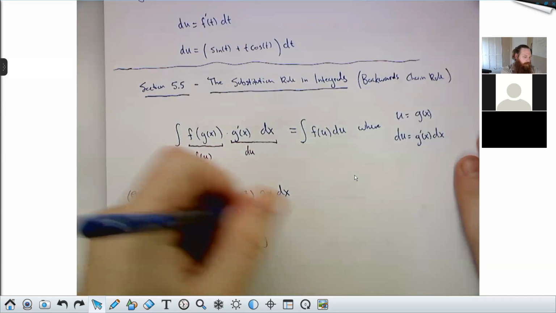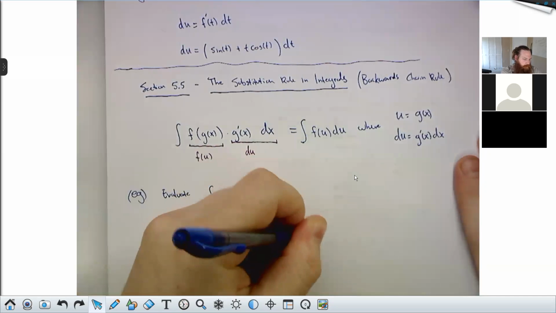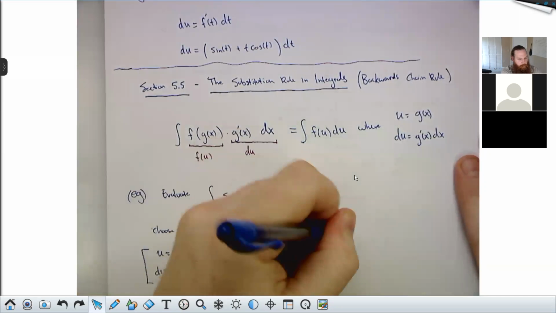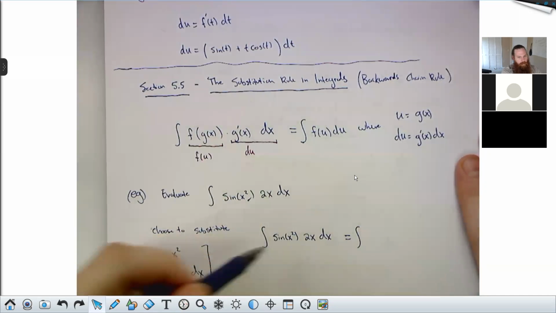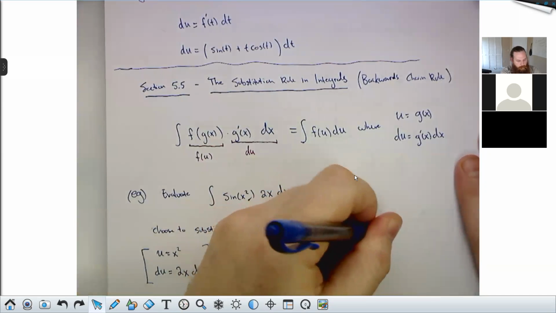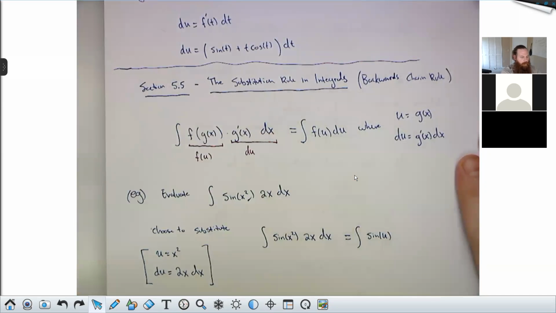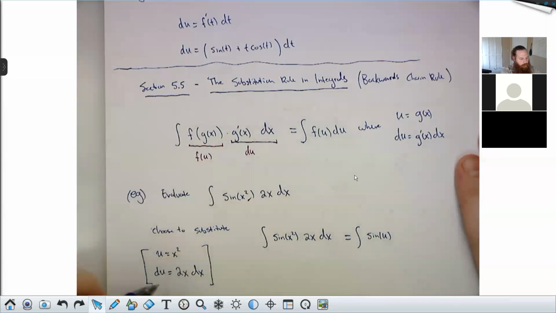Under that substitution, the integral of sine x squared times 2x dx becomes, well, here I've got sine of x squared. X squared is u. So that piece will become sine of u. And 2x dx, that's exactly du. Du happens to be 2x dx. I could not make this substitution without this piece to soak up my du.